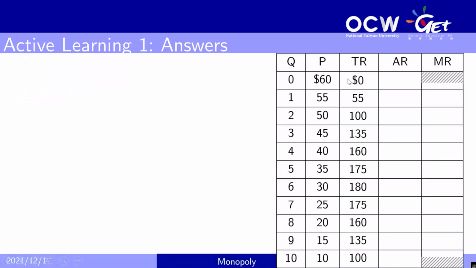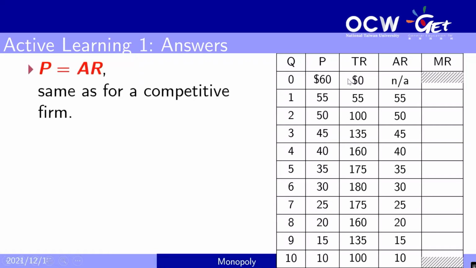So if you multiply quantity and price, you get total revenue. So 0 times 60 is 0, 1 times 55 is 55, 2 times 50 is 100, and so on. So what is average revenue? Well, you divide total revenue by quantity. And of course, because price times quantity is total revenue, dividing it by quantity, you get price. So price equals average revenue.